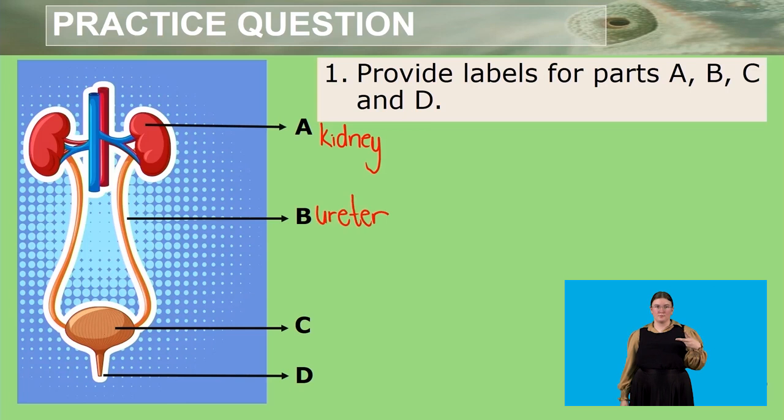And then this sac-like structure that stores urine temporarily is called the bladder. And then we have another tube-like structure that leads from the bladder to the exterior and allows you to urinate, that we call the urethra.